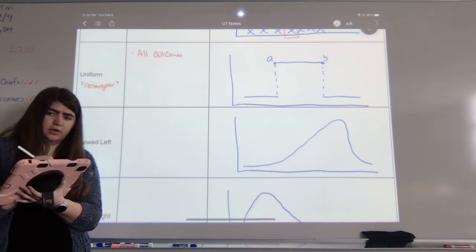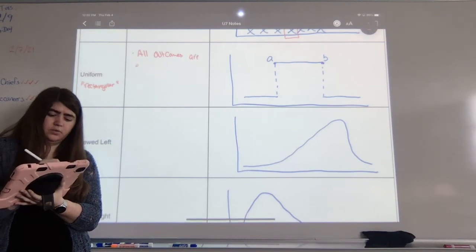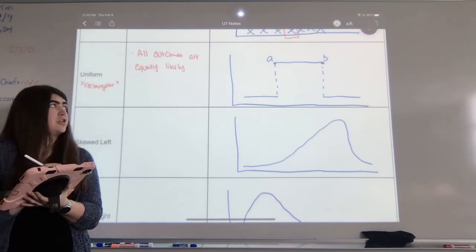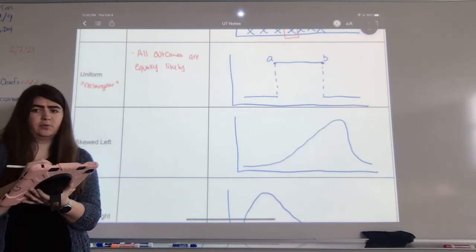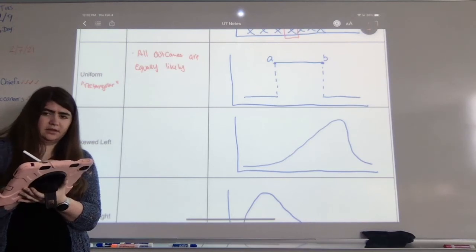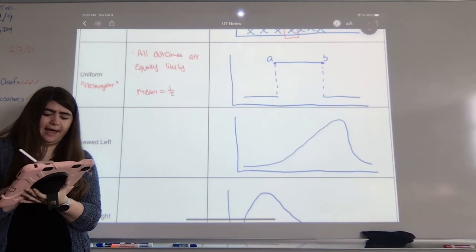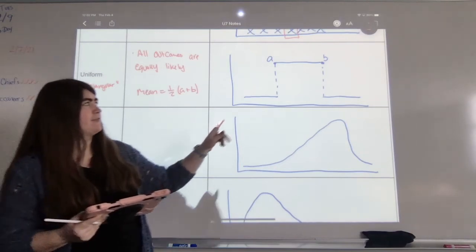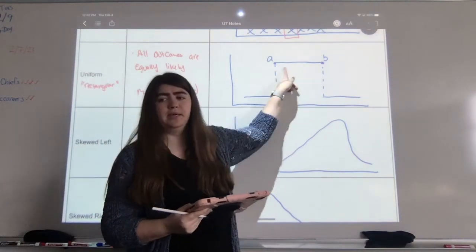So all outcomes are equally likely. And there's actually a formula for the mean in this situation, which is that the mean is equal to 1/2 (A + B). So your mean is going to be the average of A and B here.